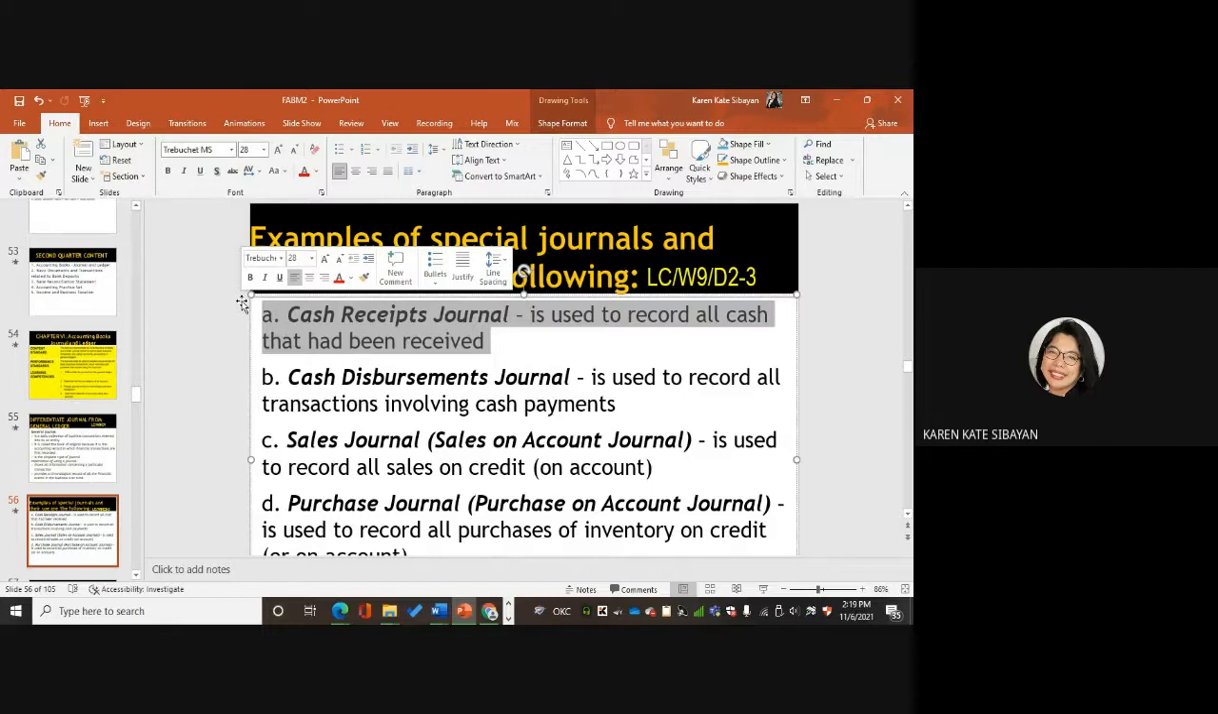Okay? For example, nagbayad si customer. Usually, class, you have your OR, di ba? Lahat ng mga transaction mo na nakatanggap ka ng pera at binigyan mo ng resibo, dito mo siya i-record. Make sure na naka-attach din yung official receipt o voucher. Okay? Na binigay mo sa customer. The copy. Okay?